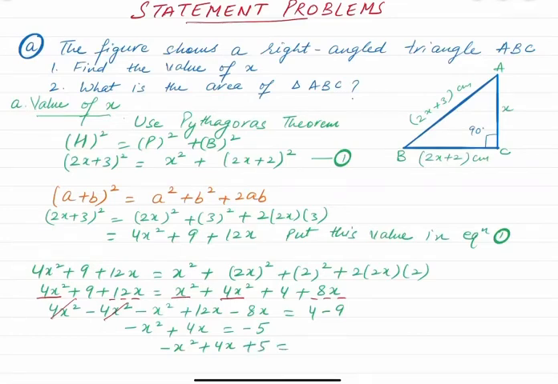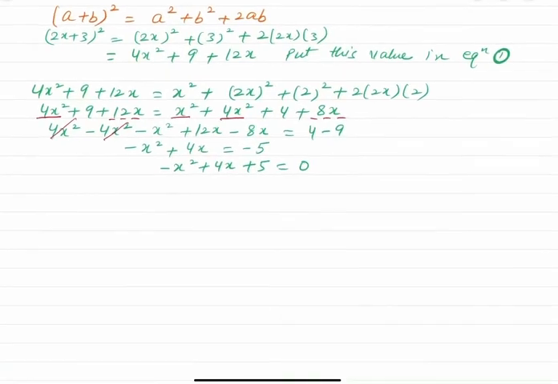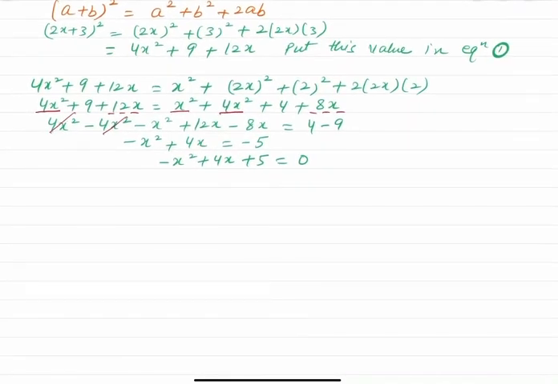Okay, so minus x square plus 4x plus 5 is equal to 0. Now what's next? We need to find the factors of this equation because we need the value of x. Basically, that's a quadratic equation, so we can rearrange the sign: x square minus 4x minus 5 is equal to 0. When we rearrange, negative becomes positive, positive becomes negative.